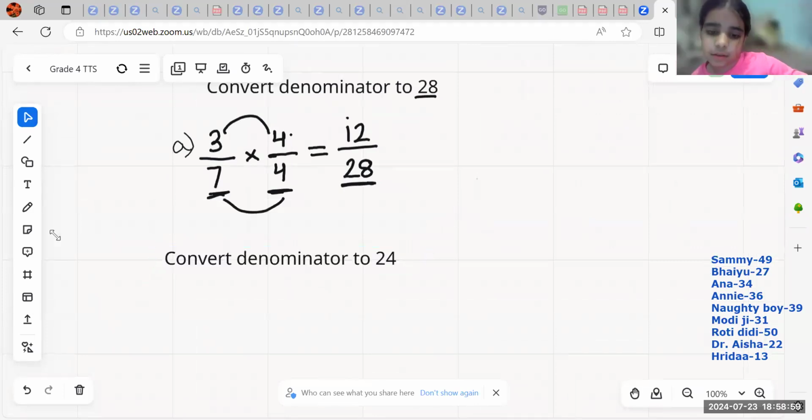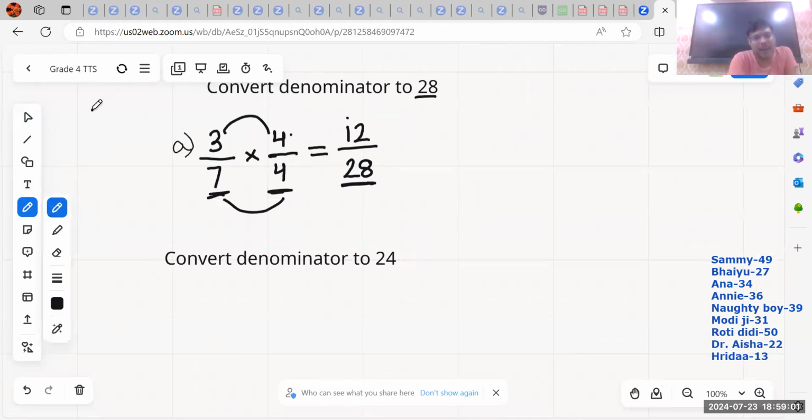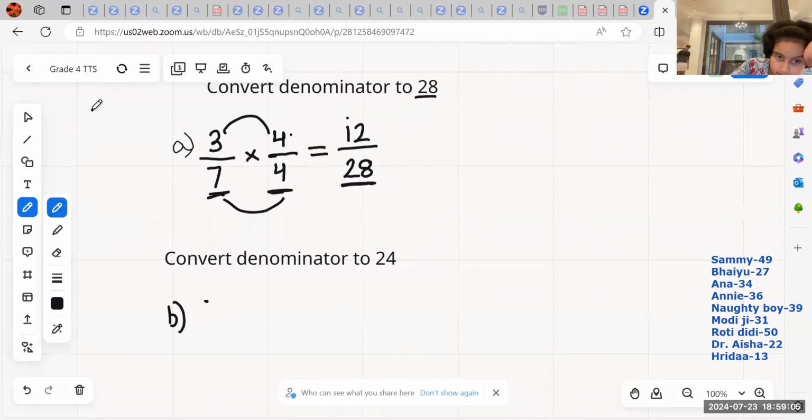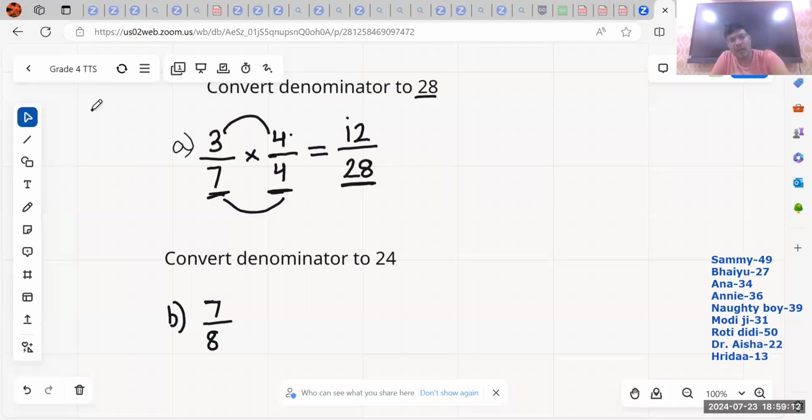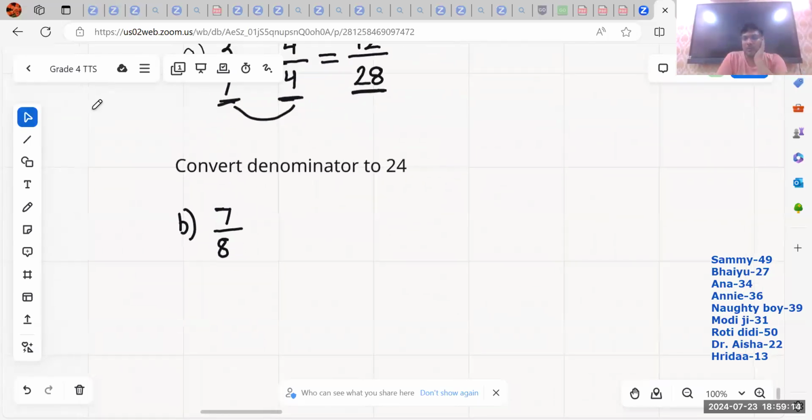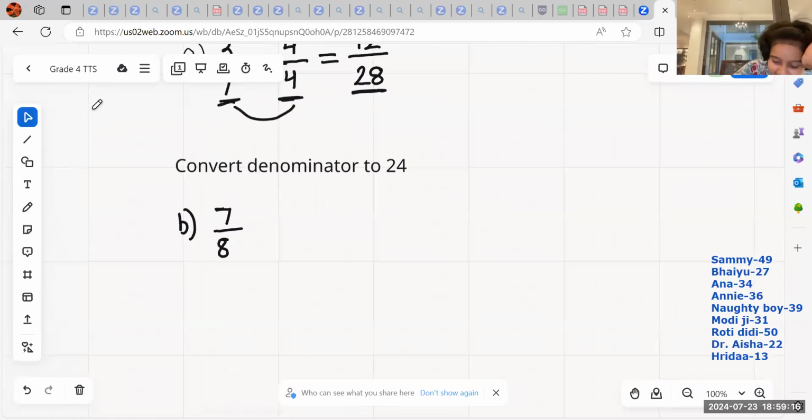Convert denominator to 24. So is it denominator or terminator? I just explained you. Sir, I was disconnected from the meeting.